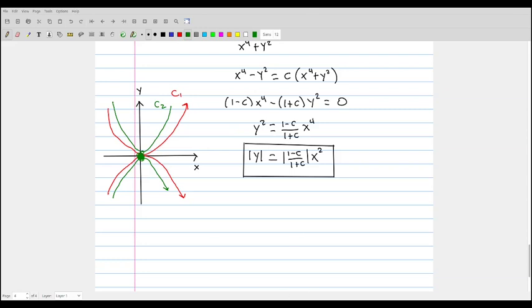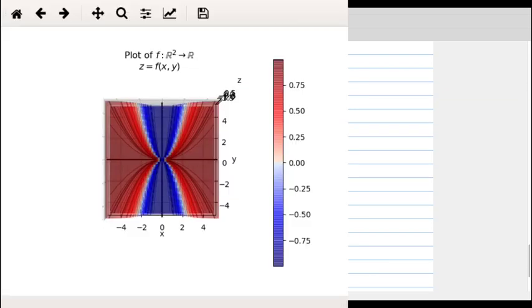And to see this, we can go through and use our graphing program again, our plotting program. So if I run the Python code, it'll take a second to run. And we look at the image that we get when we do the Python plot here.